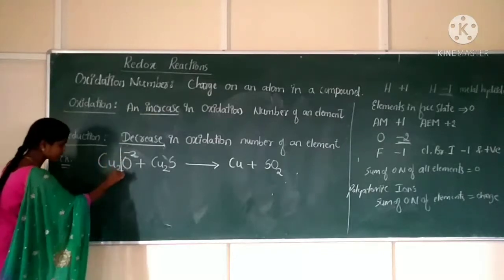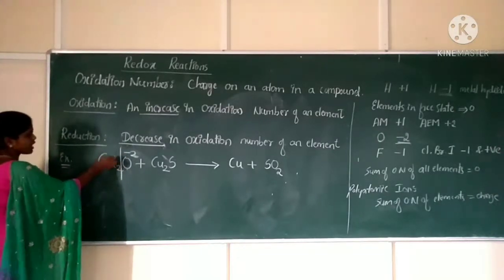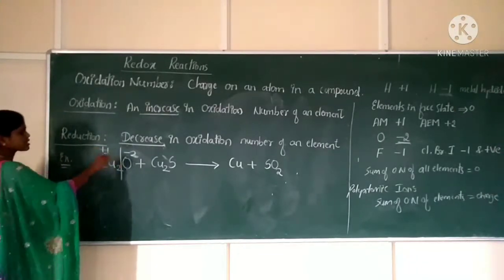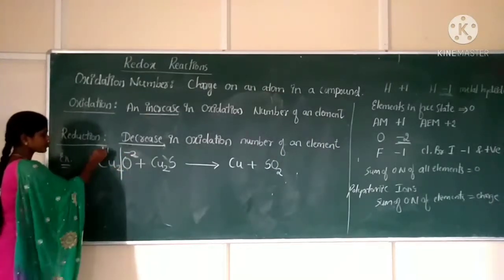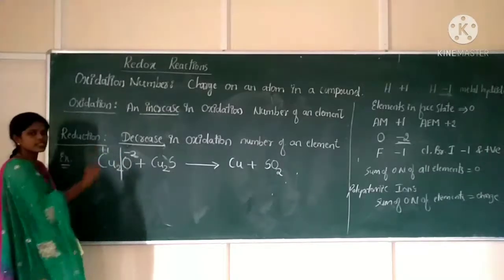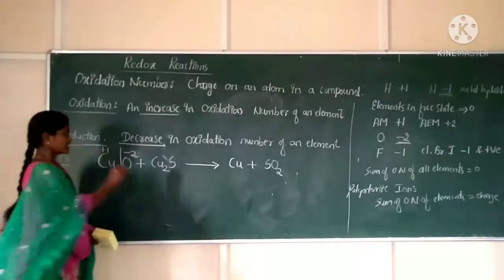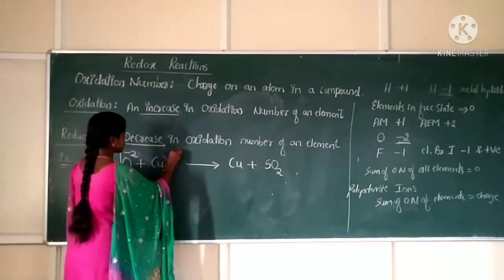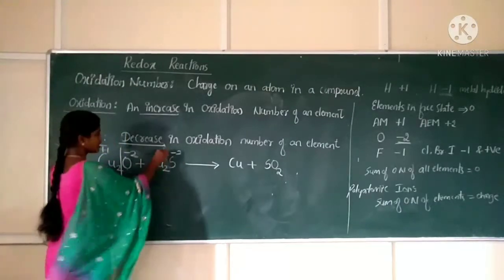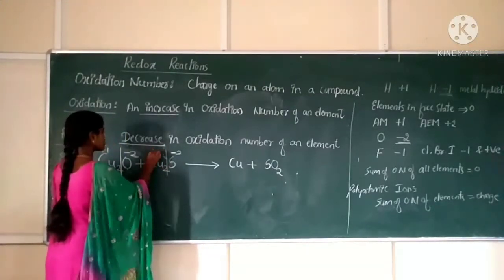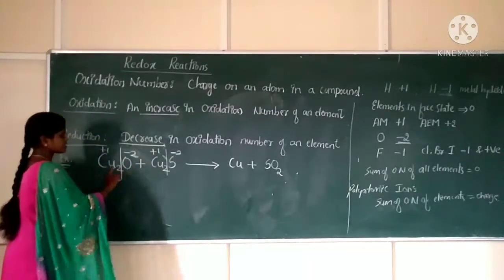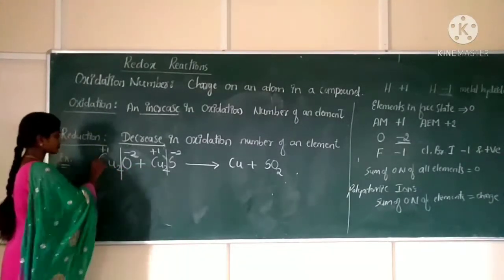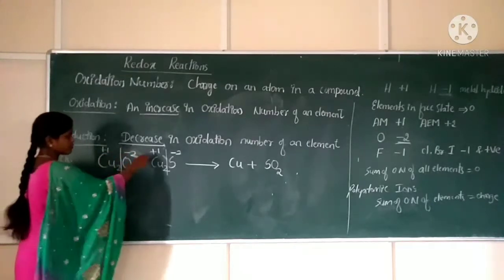When it is having -2, this should have what? +1. Then only the molecule will become neutral. -2 here, 2 into +1 is +2, so +2 and -2 make it a neutral molecule. Next, sulfur is again having an oxidation number of -2, which means copper is having an oxidation number of +1. So in both species, the copper oxidation state is +1.